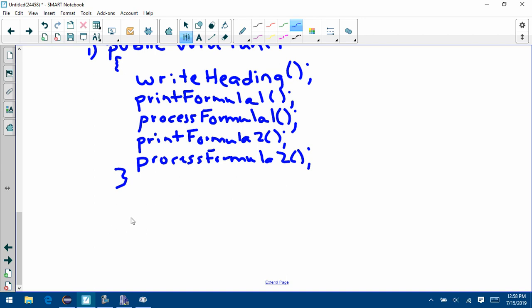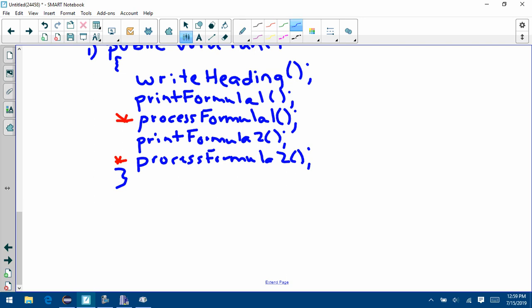So in your hierarchy chart, I don't need to see write heading, obviously. I don't even need to see how you're going to print Formula 1 and print Formula 2, because like I said, that's trial and error with system.out.prints. The only two methods I need to see from you in order to check yourself off on the hierarchy chart is how you're going to process Formula 1 and process Formula 2. So that's what I need to see from you.